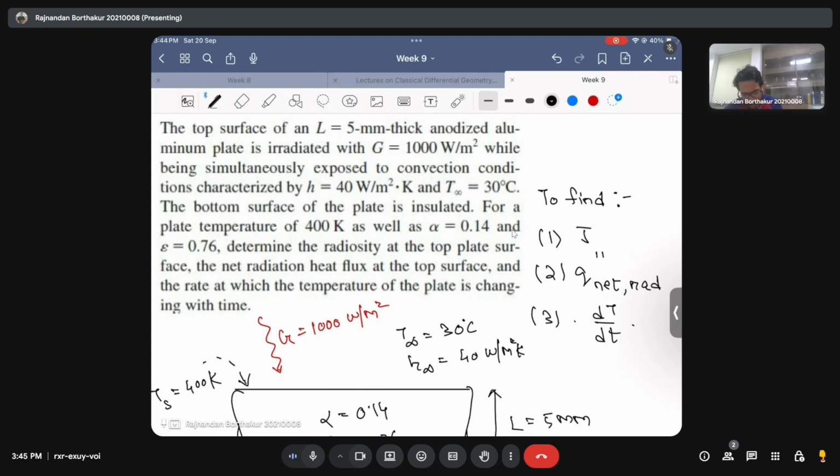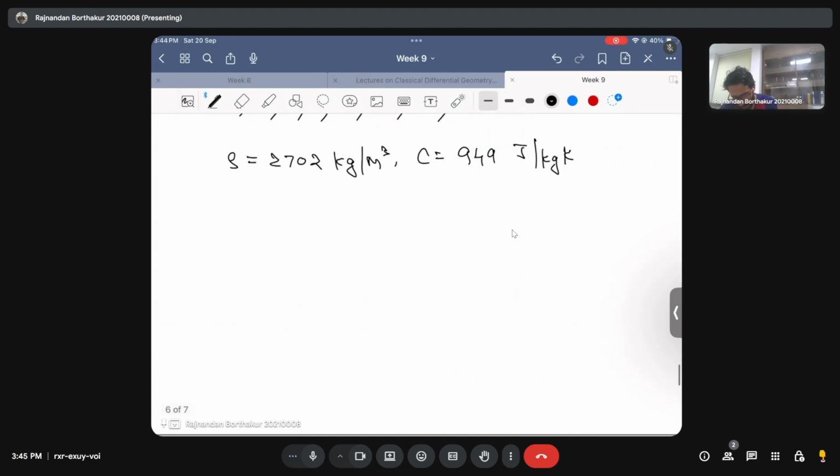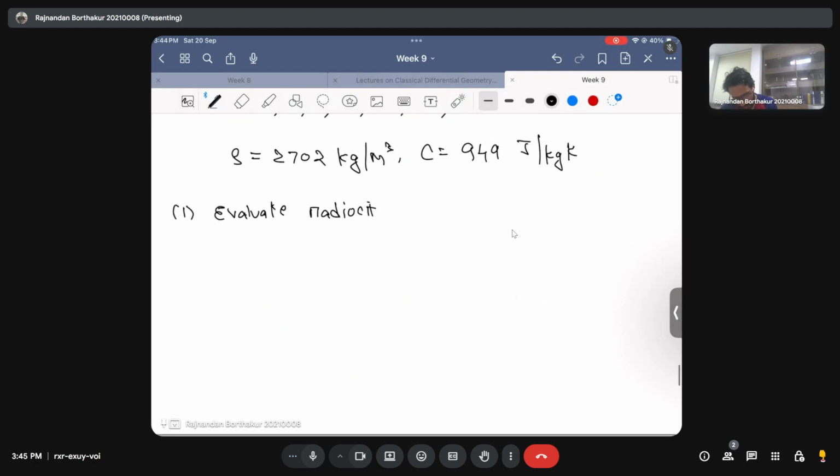All right, so let's get started. First of all, we need to evaluate the radiosity J, and as we have defined, my radiosity comprises of two things. First, the emissive power, which we call E, and then the reflected part of the irradiation. Because the bottom surface of the plate is insulated, you can assume that it's an opaque surface, which means that my tau is equal to 0.